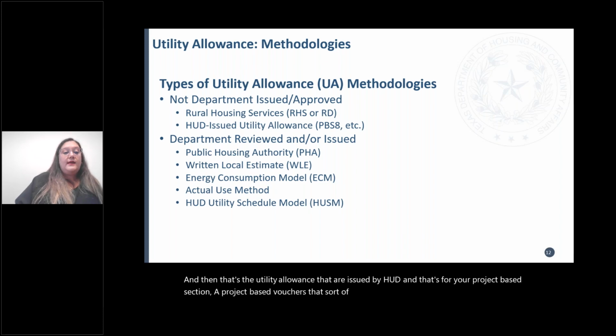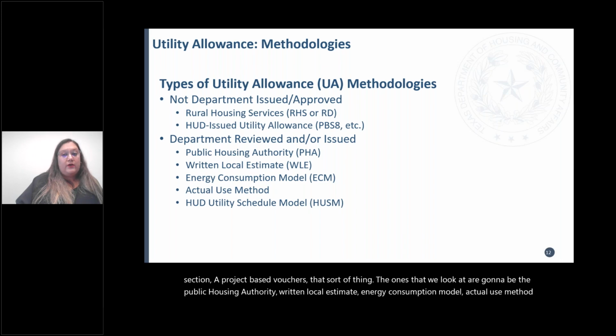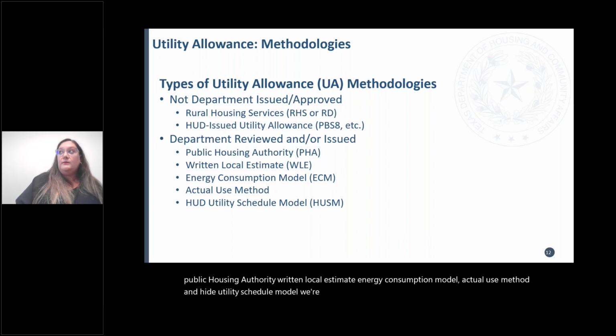The ones that we look at are going to be the Public Housing Authority, written local estimate, energy consumption model, actual use method, and HUD utility schedule model. We're going to talk a little bit about each one, and we are going to talk about some common pitfalls that we see with each of those 5 methodologies.